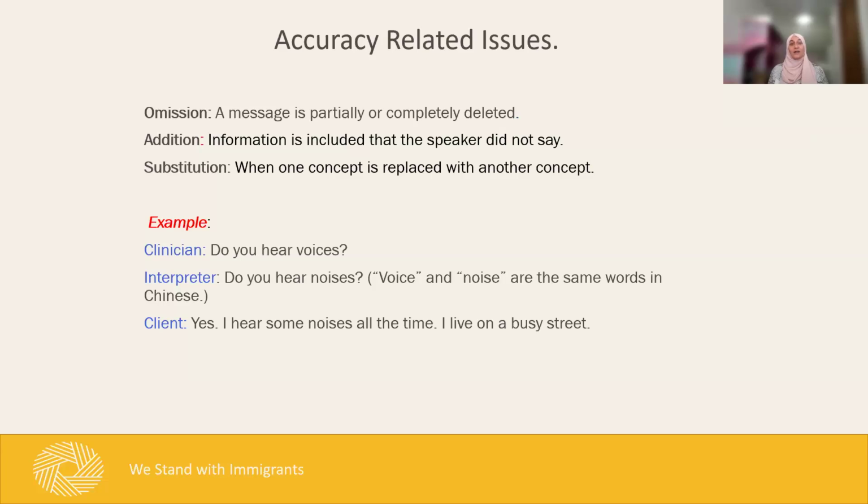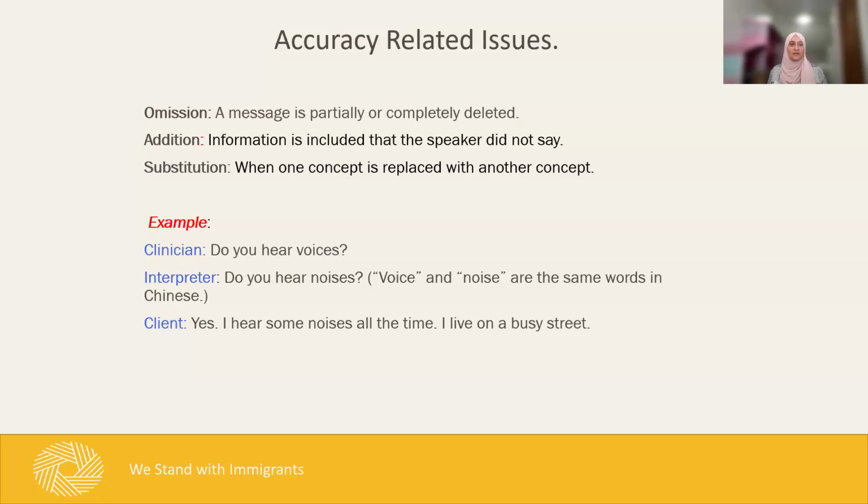I brought a few examples of accuracy related issues that sometimes come up and require attention from both the interpreter and the clinician. Omission: a message is partially or completely deleted. Addition: information is included that the speaker did not say. Substitution: one concept is replaced with another concept. These are some errors related to accuracy that might happen where interpreters don't pay attention during the sessions.